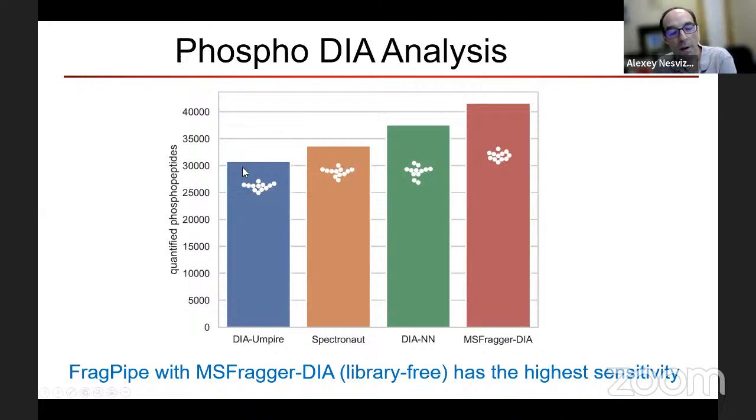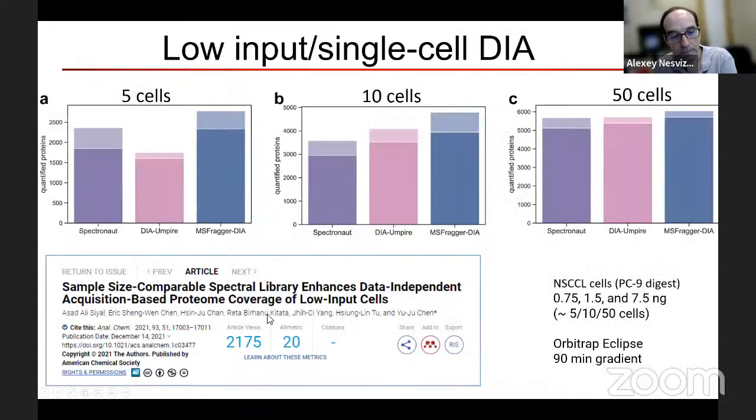But DIA-Umpire still has advantages for certain applications. I don't have time to discuss this, but there are a lot of advantages for DIA analysis with DIA-Umpire as well. For non-specific searches, for example, it's still DIA-Umpire based. I recommend it. Now, for low-input single cell data, we are now writing a paper on MSFragger-DIA.